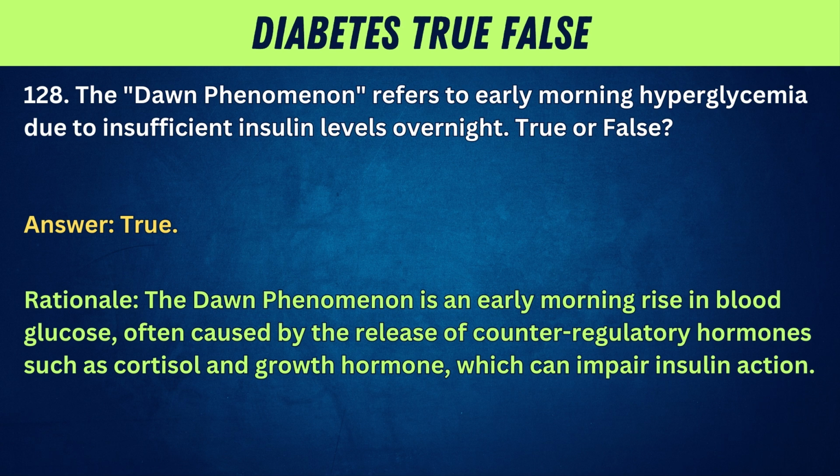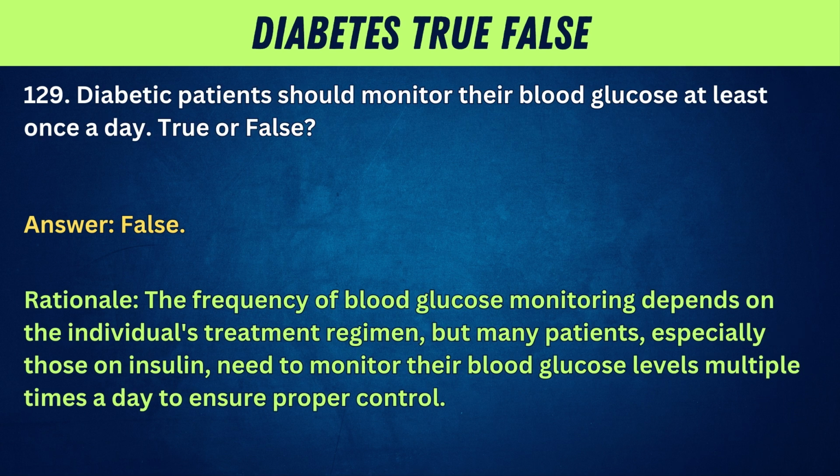True or false? Answer: true. Rationale: the dawn phenomenon is an early morning rise in blood glucose, often caused by the release of counterregulatory hormones such as cortisol and growth hormone, which can impair insulin action. 129. Diabetic patients should monitor their blood glucose at least once a day.